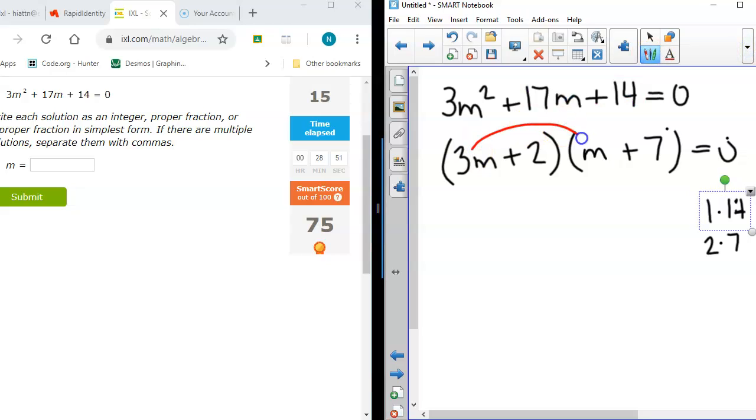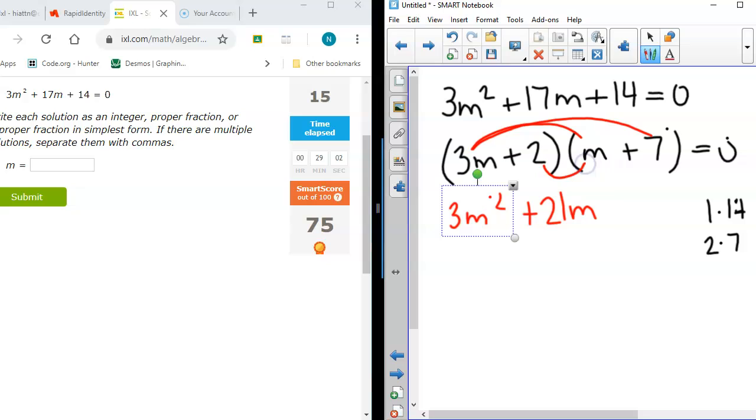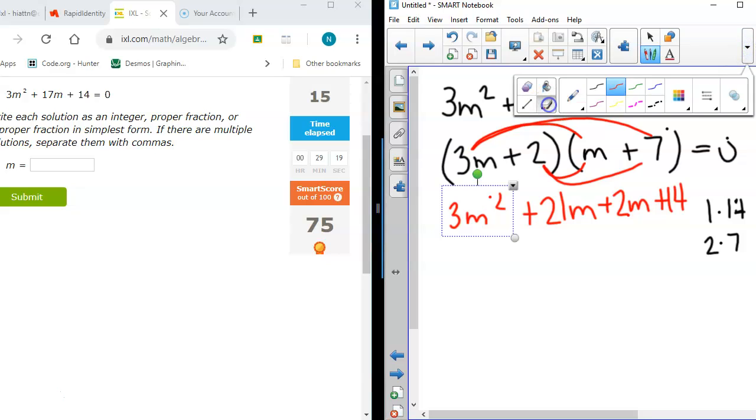So if I distribute here, 3 times m is 3m squared. 3m times 7 is 21m. 2 times m is 2m. And then 2 times 7 is 14. And whenever I put 21 and 2 together, I'm going to get 23. That is not the 17 that I need up here.